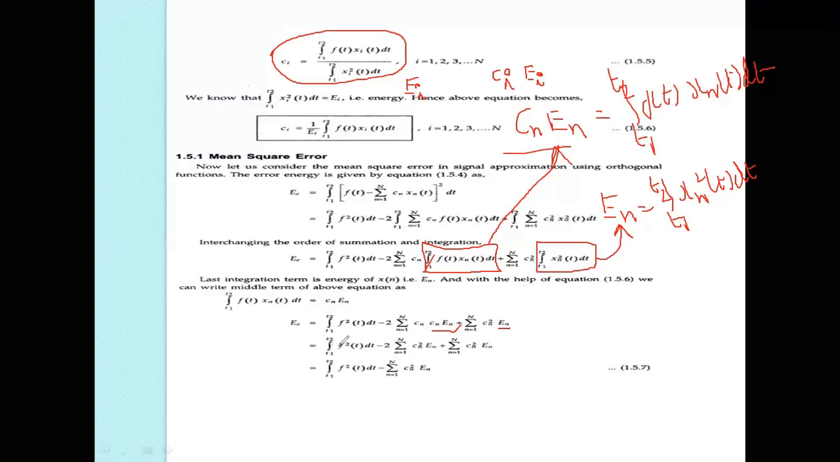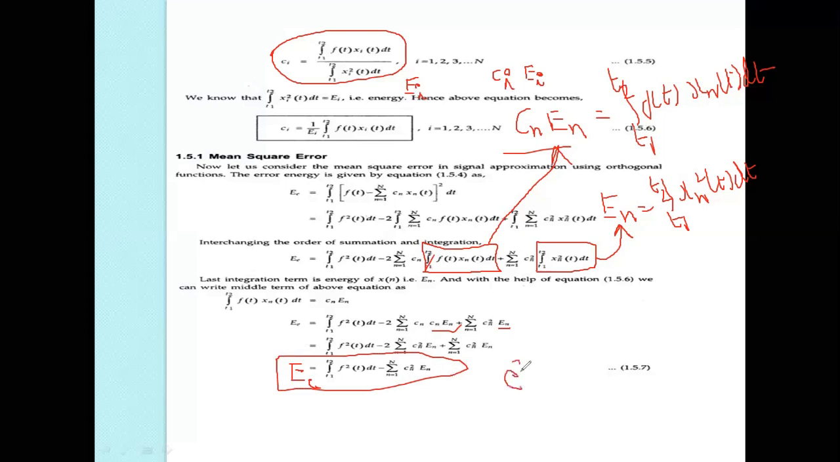Simplify this equation: the integral T1 to T2 f square of t dt minus the sum of n equal to 1 to n Cn square En plus the sum of n equal to 1 to n Cn square En. So here the minus 2 and here the plus 1, so totally you get minus 1. The combination is minus the sum of n equal to 1 to n Cn square En plus the integral T1 to T2 f square of t dt. So E is equal to the integral T1 to T2 f square of t dt minus the sum of n equal to 1 to n Cn square En.